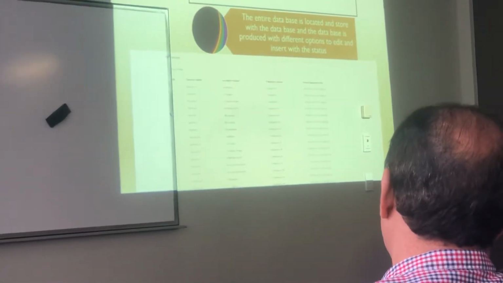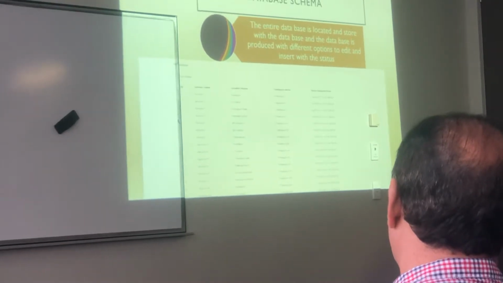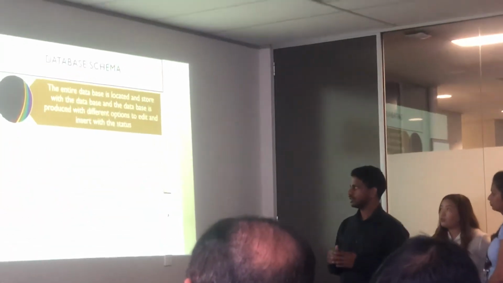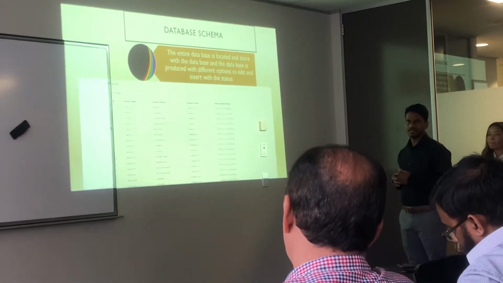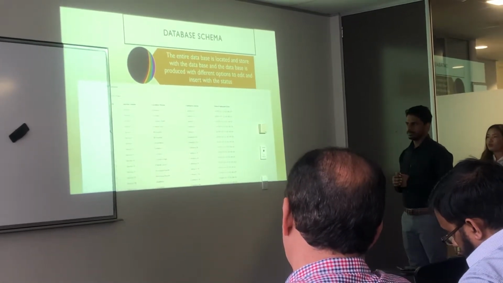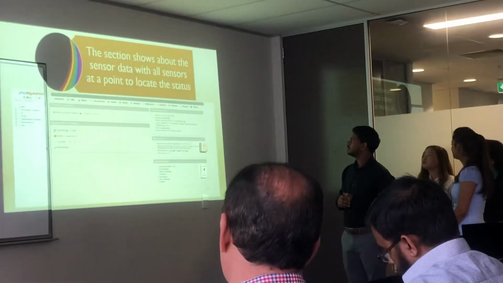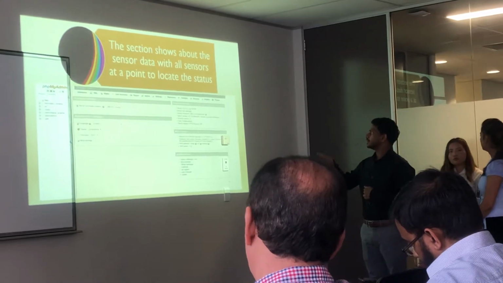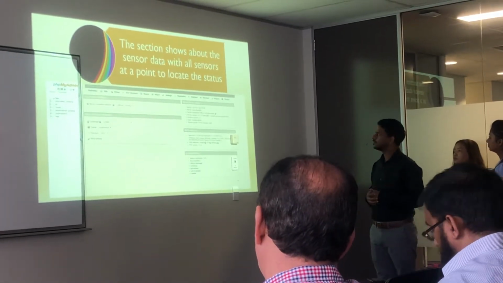Database schema. Essentially, the database stores locations and different options to edit and insert the users, and we can see here categories, and in the categories tables we can insert everything. Next page. This is also the same. We can look at the status, and we can see the customer feedback.